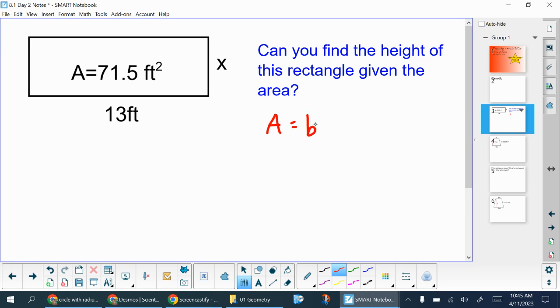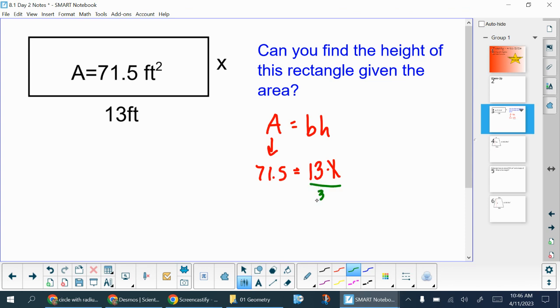I'm going to start off by writing down my formula. Anytime you've got formulas, write down the formula, fill in the things that you know. Here we've got 3 variables. We should know 2 of them, and we can find the last one. So I know the area is 71.5. I know the base is 13, and I do not know the height, so I'm just going to leave that as x.